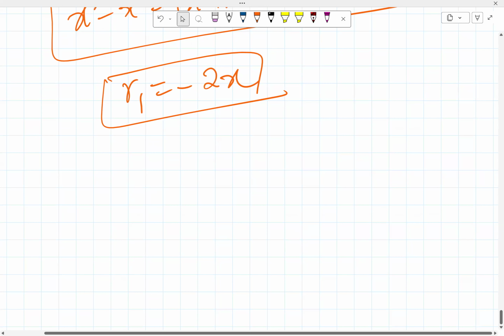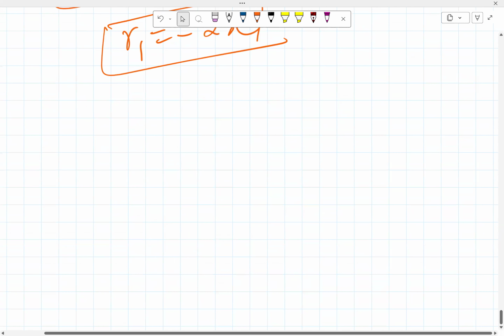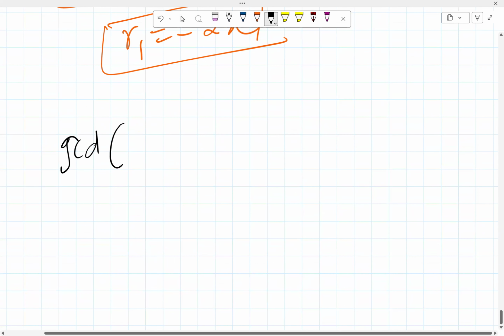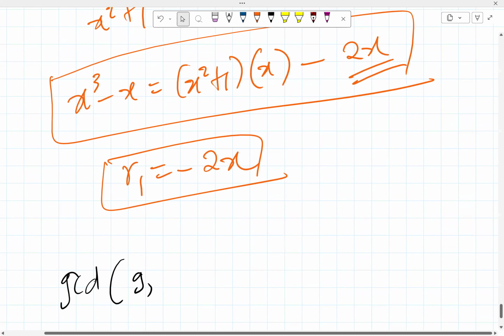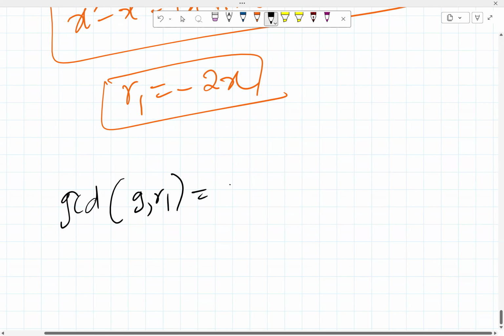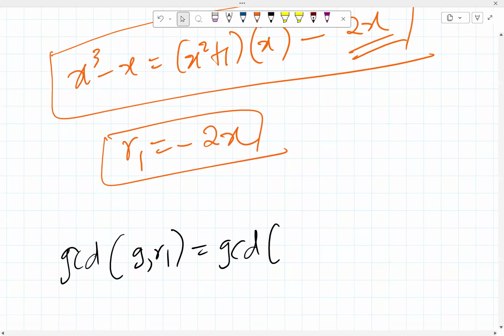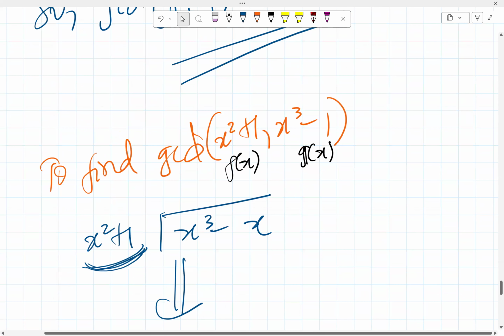This is our f(x), and this is g(x), and we've divided. So now we have remainder r1. Again, we now want to find the GCD of the divisor we divided with, that is x² + 1, and r1. So we want to find the GCD of x² + 1.